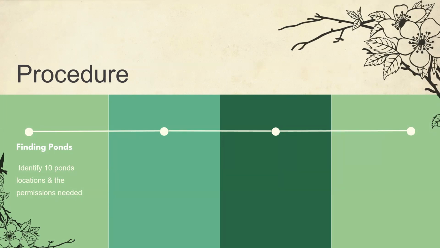So first, I will find 10 ponds and identify the locations and the permissions needed to go to these ponds. I'm doing this through the help of the zoo and the faculty at Webster. And then I'm going to be collecting zooplankton.